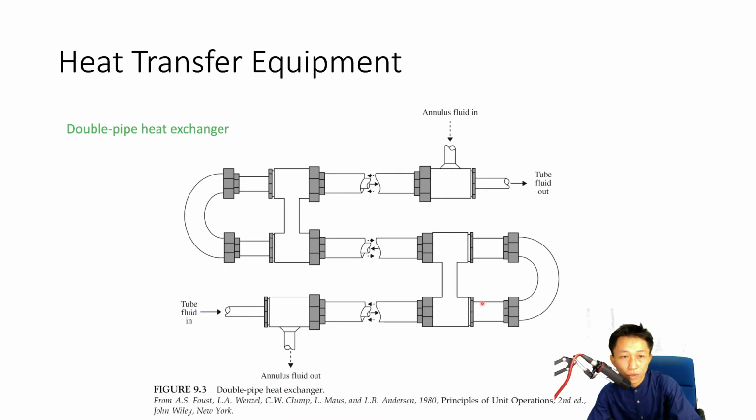The most commonly used heat exchanger is called the double pipe heat exchanger. So you have two pipes. One is inlet, one is outlet, and one is in the inner tube. So it's your product, and this one is outside. This one is like counter current. So you have this direction and this direction.